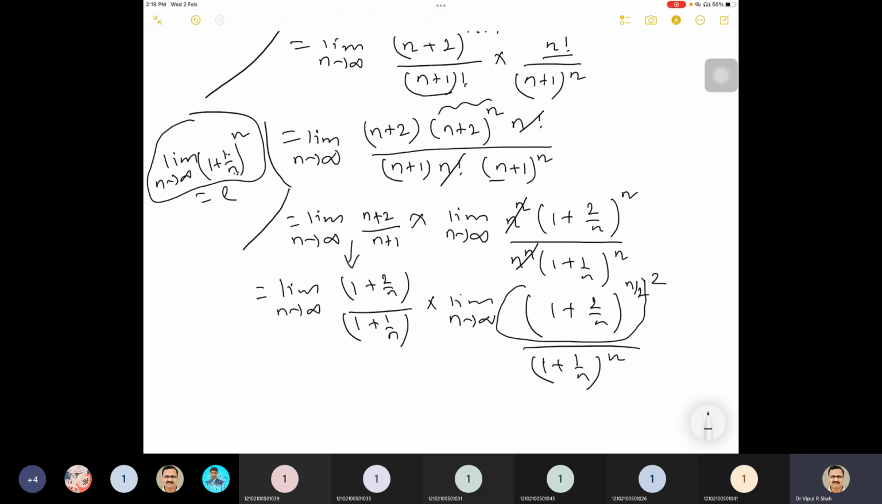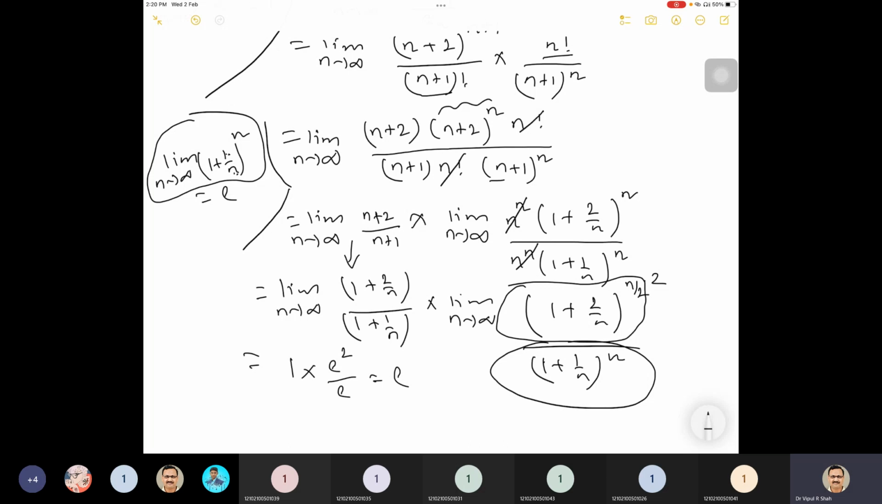So this is a standard limit. The value will be e. This is also a standard limit whose value is e. This will be 1. This is e square. This is e. Okay, and limit is e.